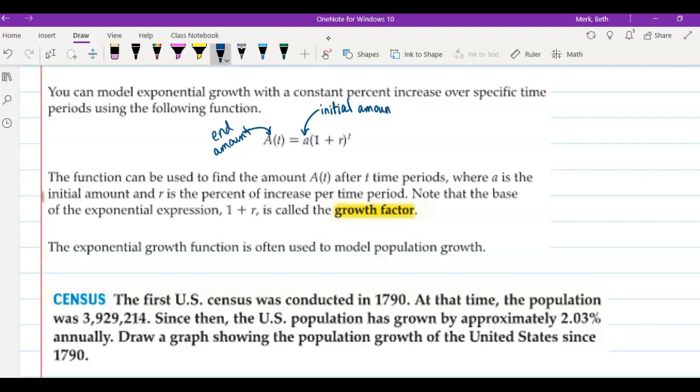So if we're talking about money, this is the money you start with. If we're talking about number of cells, this is the number of cells you start with. If we're talking about a population, this is the initial population. This number right out here, t, represents our time. And r, again, is the rate, often the percentage.